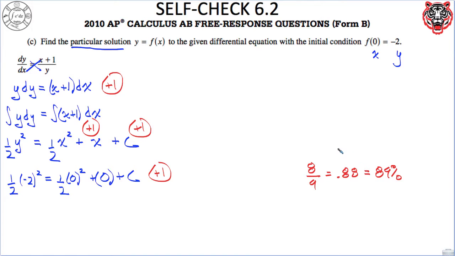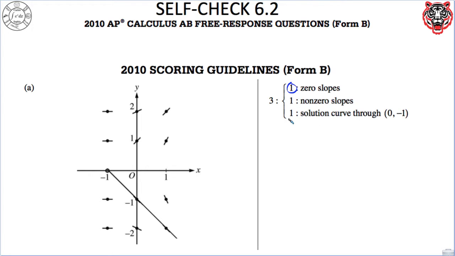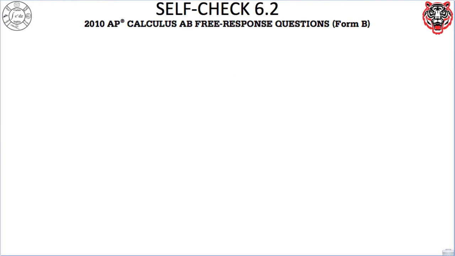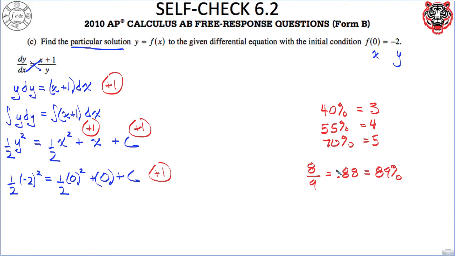And remember what you're shooting for. Just 3 out of 9, because about a 40% is going to be equal to the passing score of a 3. You want a 55% to get the 4, and you want the 70% to get the 5. We are definitely on our way to getting the 5 if you got all the slope field and stuff correct. Although I think probably the hardest question was this one, getting the solution curve. And even if you missed that, you should still get a 77%, which is well above a 70%.